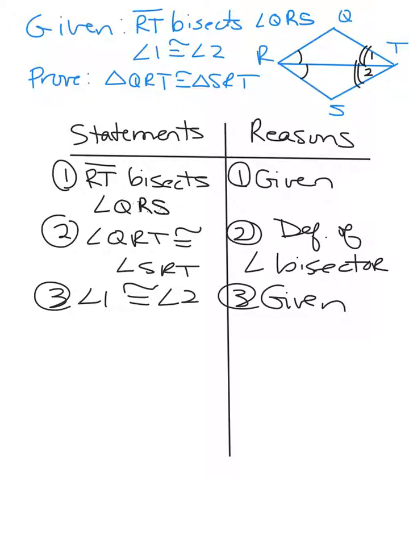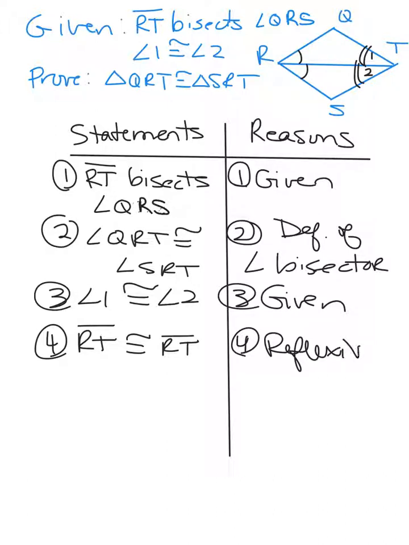Now I have two angles, so I need one more thing. I need a segment. And remember, there is no angle, angle, angle. So I need to figure out if there's a segment that's congruent. And in this diagram, there is, because segment RT is congruent to segment RT. That's reflexive. And the reason we want to use that is because segment RT is part of both triangles. So if I mark my diagram, I now see that I have an angle and a side and an angle.